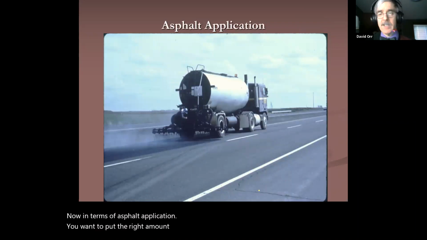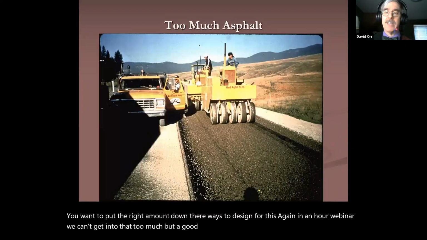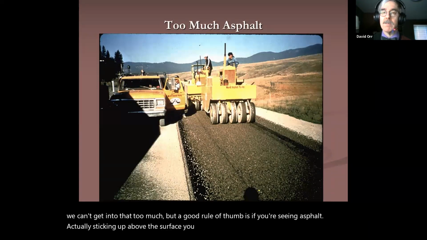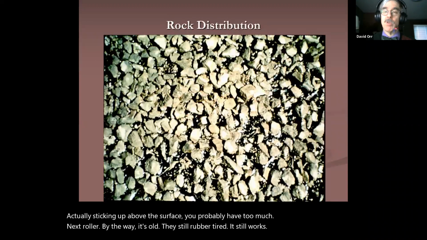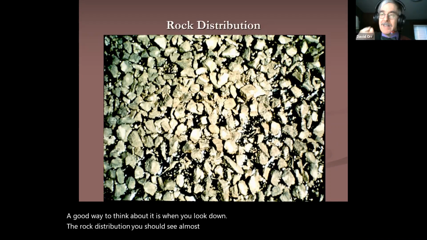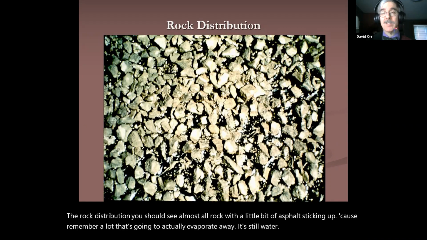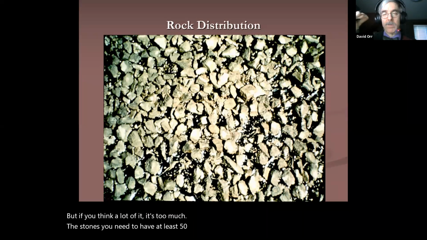Now, in terms of asphalt application, you want to put the right amount down. There are ways to design for this. Again, in an hour webinar, we can't really get into that too much. But a good rule of thumb is if you're seeing asphalt actually sticking up above the surface, you probably have too much. Nice roller, by the way. It's old, but it's still rubber tired. It still works. A good way to think about it is when you look down the rock distribution, you should see almost all rock with a little bit of asphalt sticking up. Because remember, a lot of that's going to actually evaporate away. It's still water. But if you're seeing a lot of it, it's too much. The stones, you need to have at least 50% and no more than about 3/4 embedment at the end of the process, but that's after curing.